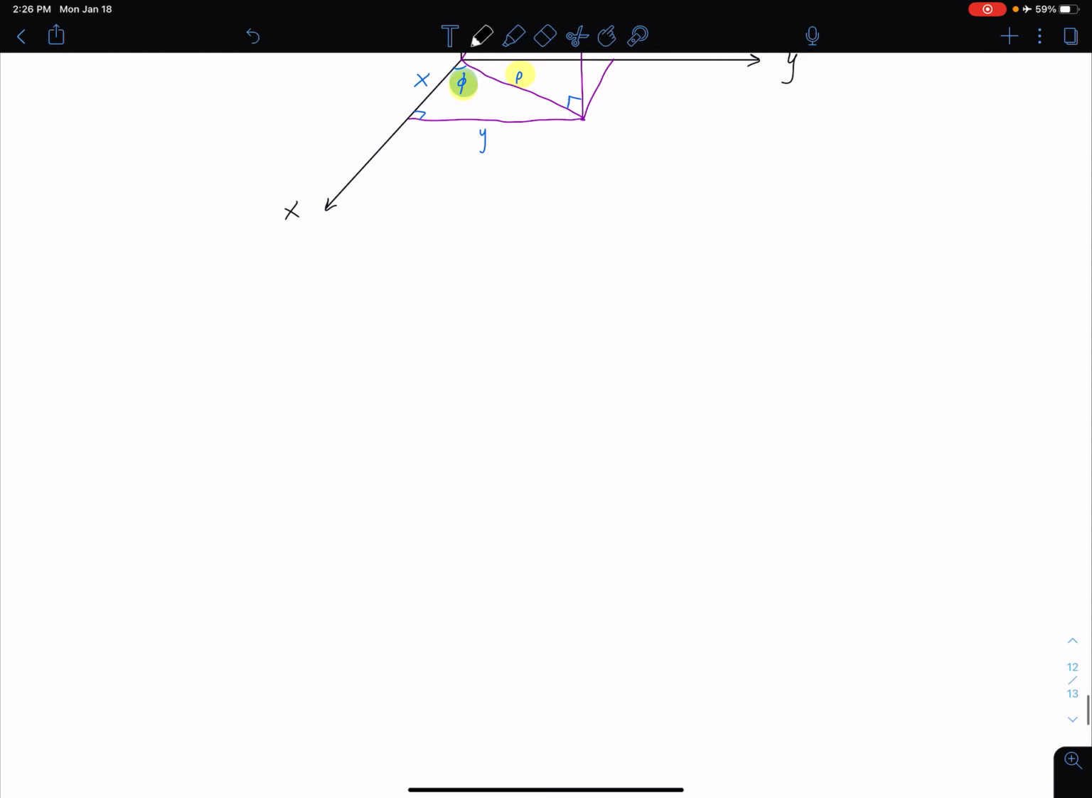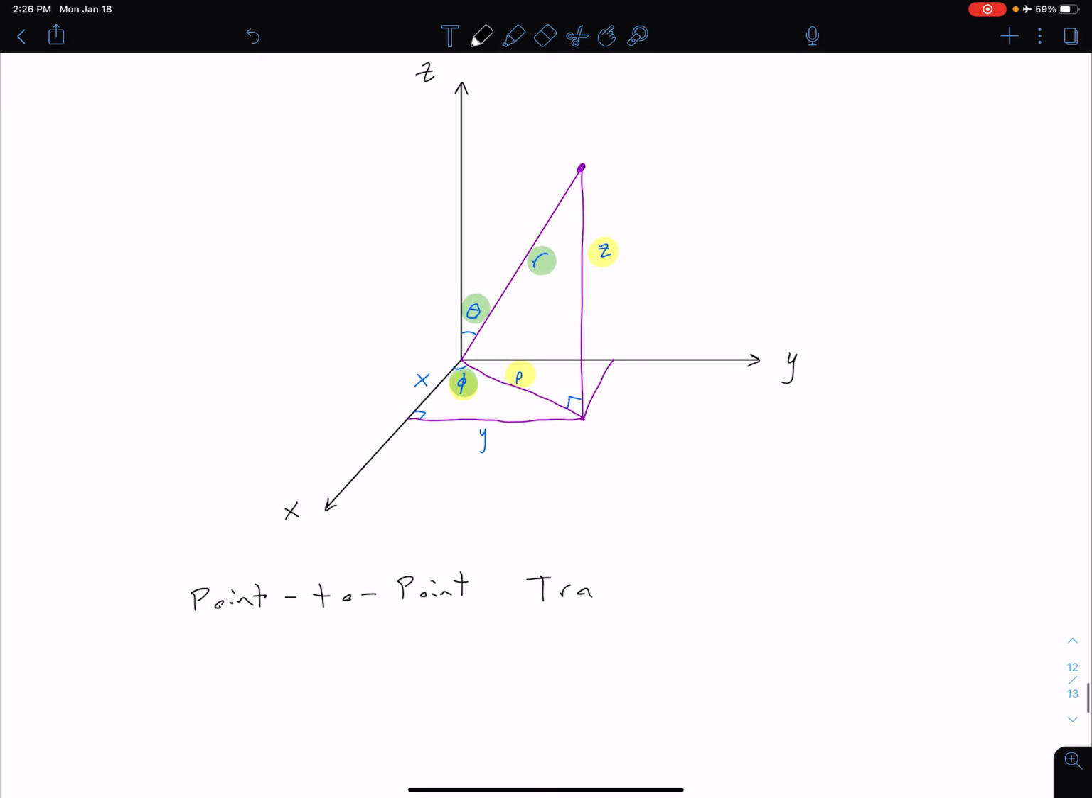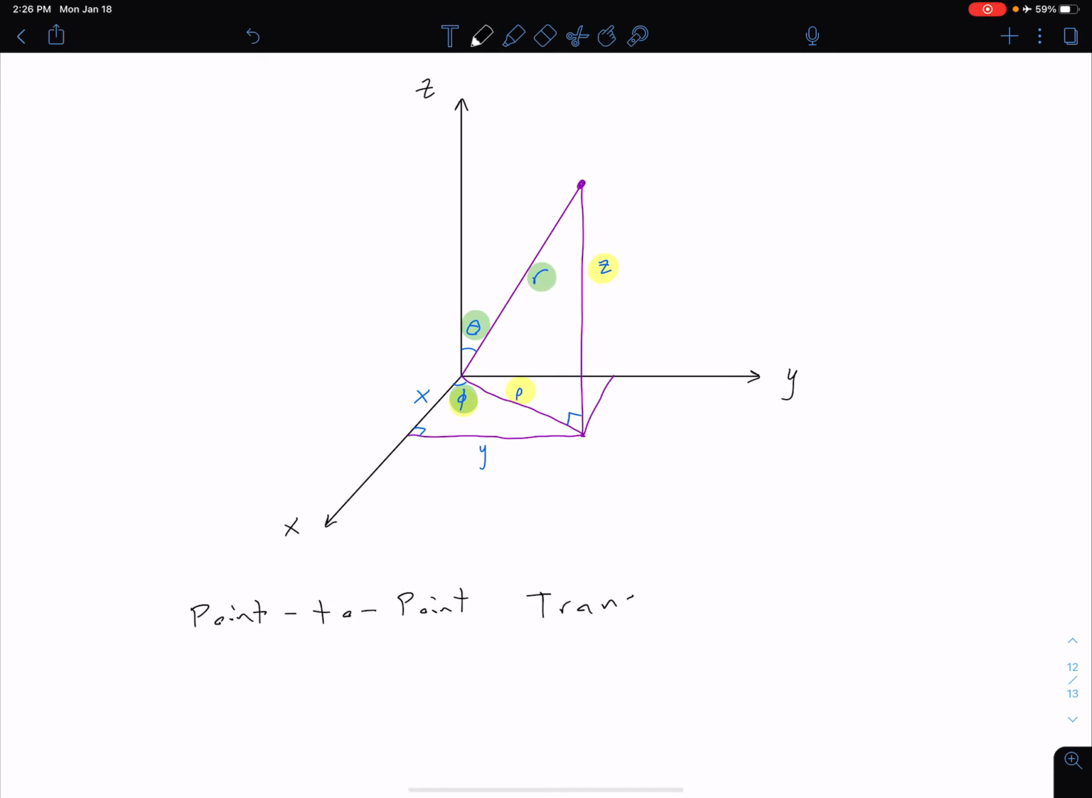Okay, so let's start by writing our point-to-point transformations. Like with the previous two videos, I'm not going to go into all the details of the trig behind this, but you can use this figure to figure it out yourself. If you have any questions, definitely let me know and I'll be happy to go into more detail.